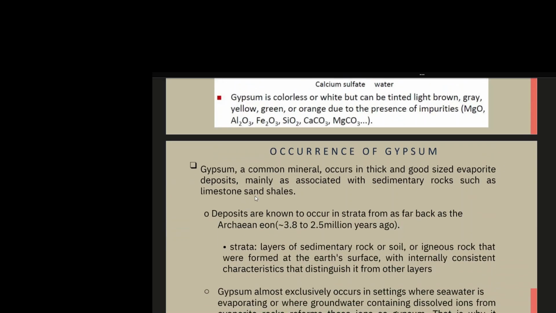And so how does gypsum occur? Gypsum occurs as a mineral substance, and then deposits are known to occur in strata. These are formed 3.8 to 2.5 million years ago. And strata, of course, as we said, are layers of sedimentary rocks that are below. There's something that we'll also be talking about in our geology class.